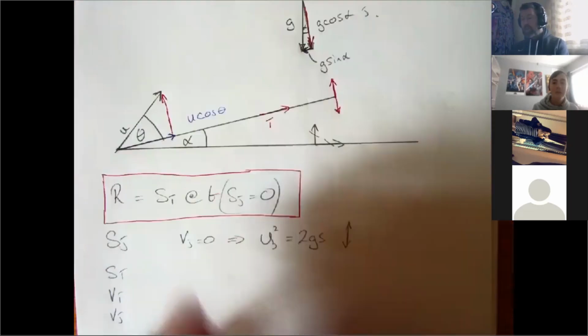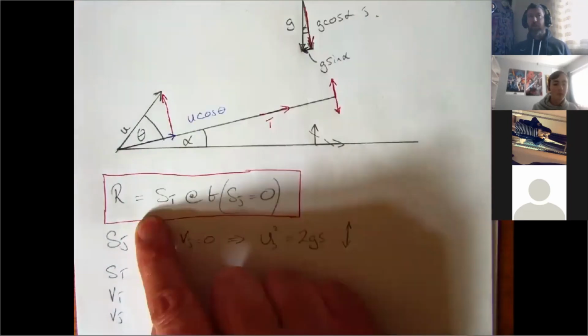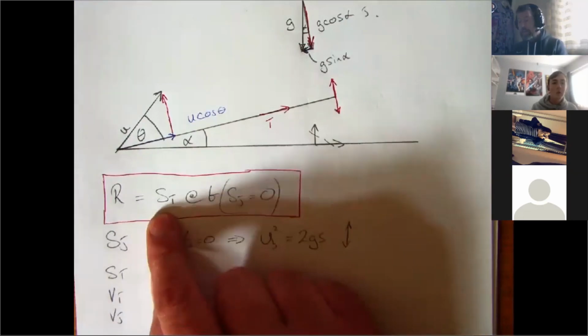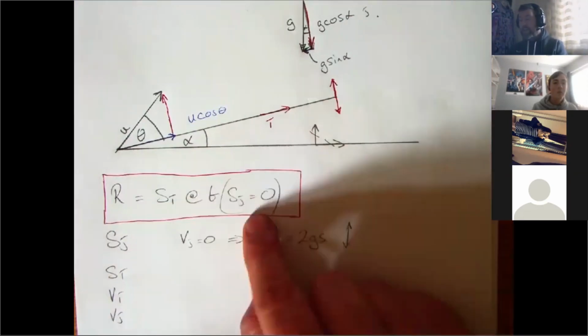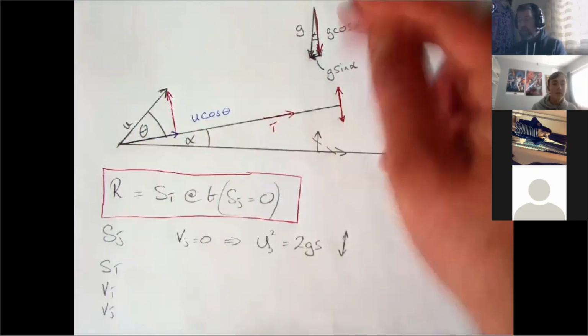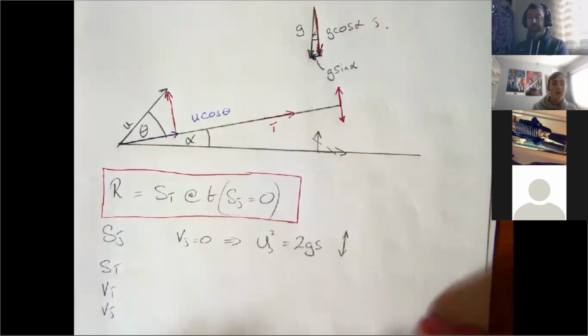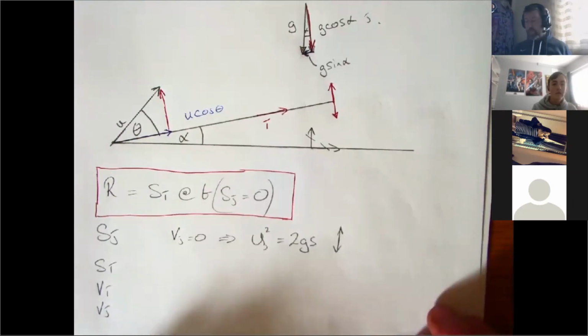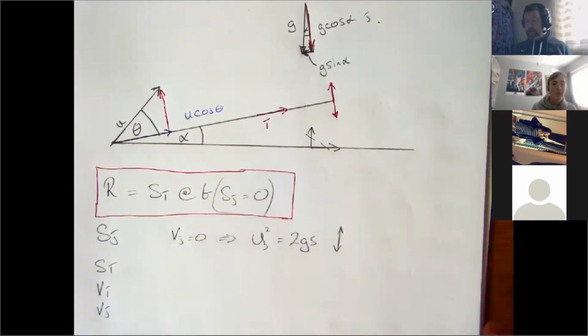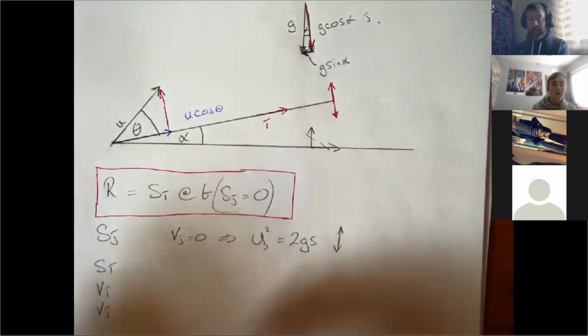Following that, the range is still the distance along I at the time that S of J is equal to 0. So when it comes down, it's still the distance along. Okay, so I'm happy with all that, and I think you should be.